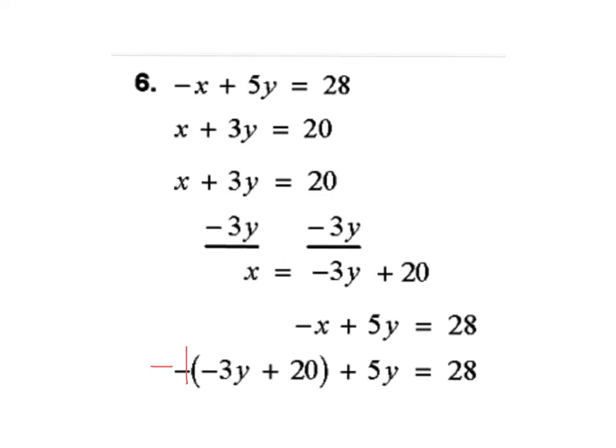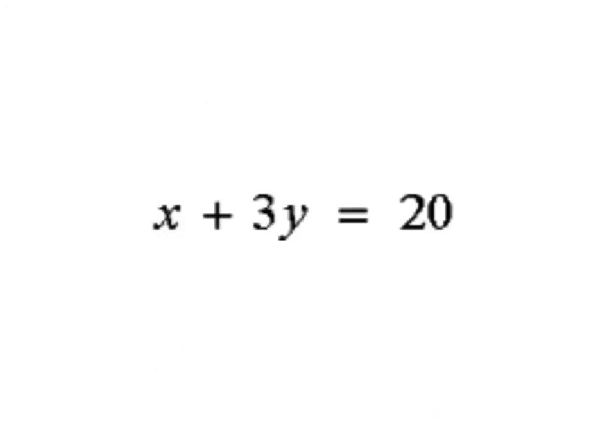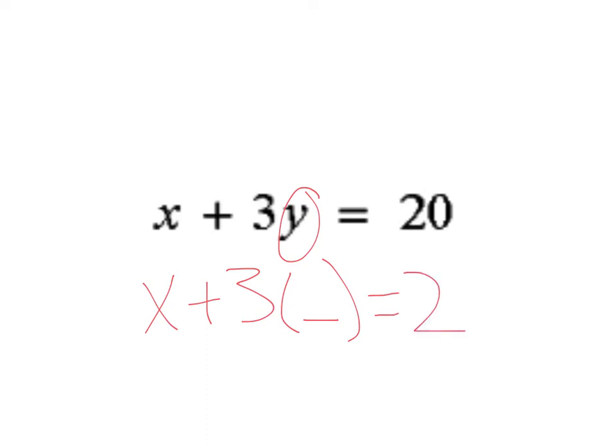Solve for y for this problem, and you'll get y is equal to, check it. Now, using what y is equal to in the last problem, substitute it for a y right here. So you'll have x plus 3 times what you have for y is equal to 20. And then from there, you'll find out what x is equal to.